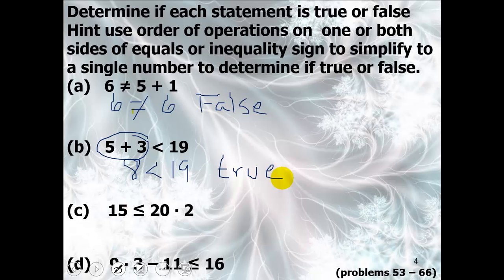All right, welcome back. C, 15 is less than or equal to 20 times 2. So, what is the value of 20 times 2? 40. Is 15 less than 40? True.